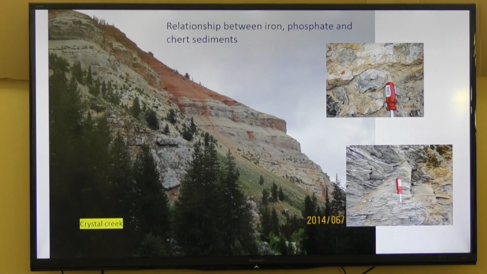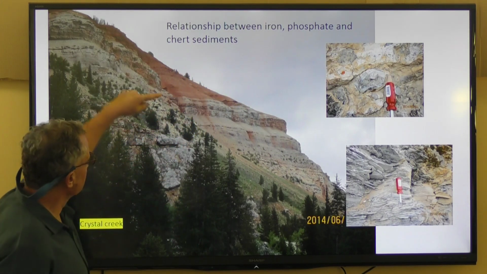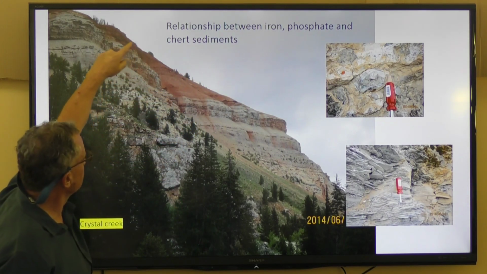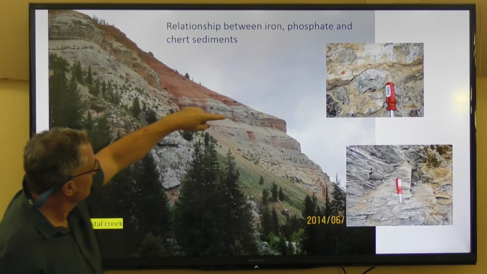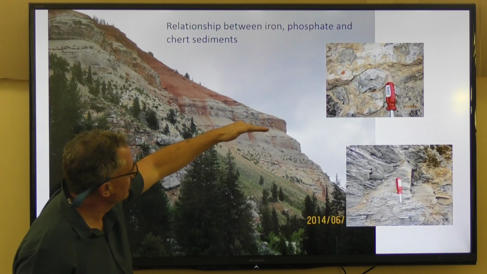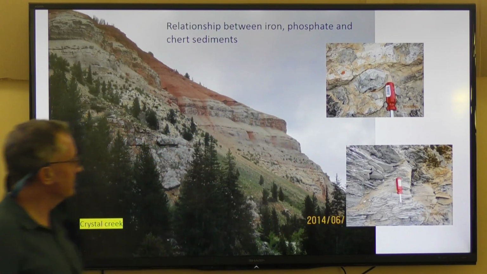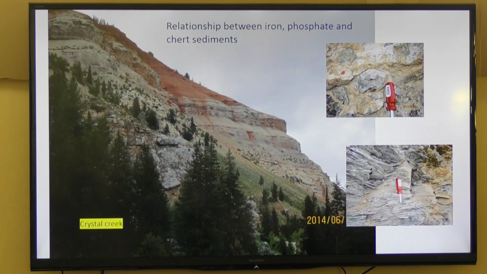Okay, now I'm going to go on to how iron relates to the phosphate and chert sediment. So here's Crystal Creek, here's the Chugwater red bed, Dinwiddie Formation, and then you have chert and Phosphoria in here. They're close together, and they're related.